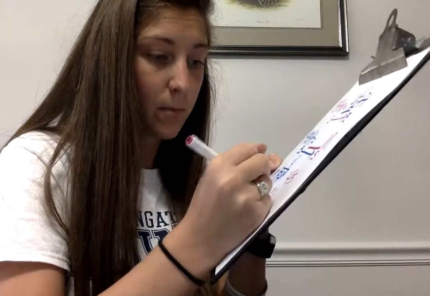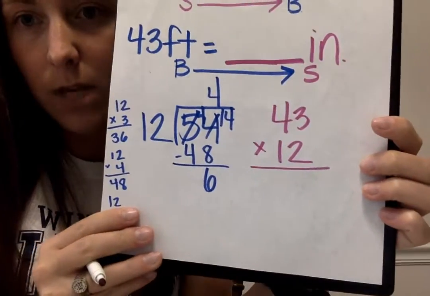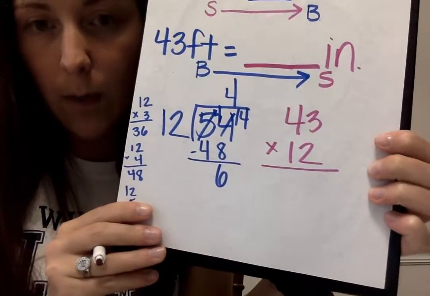So over here to the side, I'm going to have to multiply 43 times 12. So take a moment real quick. Do this on your piece of paper or in your math notebook, wherever. I'm going to solve it on mine too.